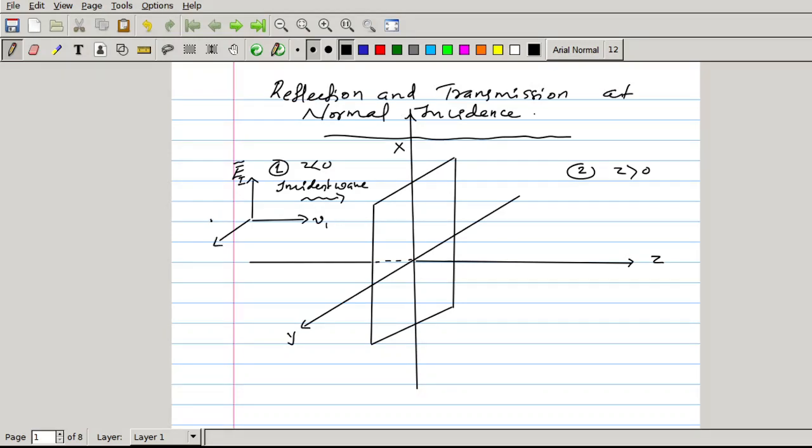This is the magnetic field intensity Bi. The electric field is along the x direction, the magnetic field is along the y direction, and the wave is traveling along the z direction. So this one is the incident wave.